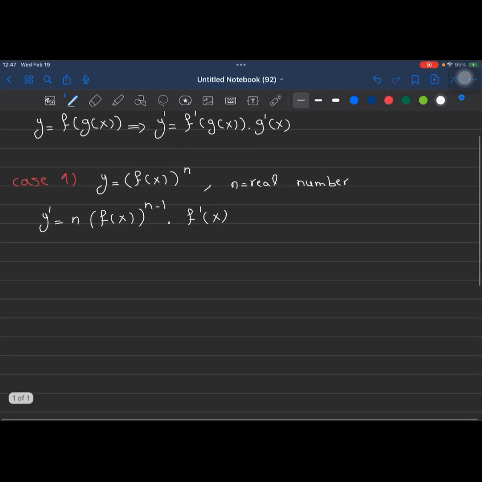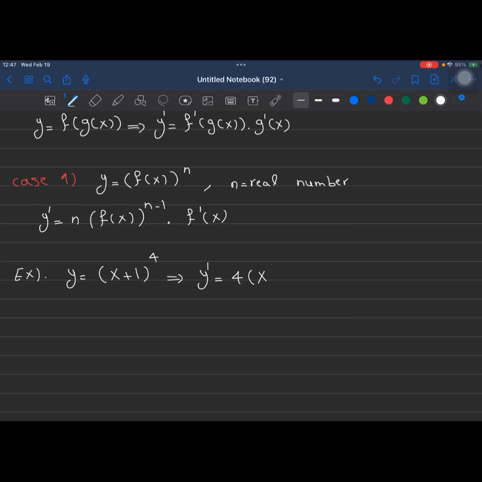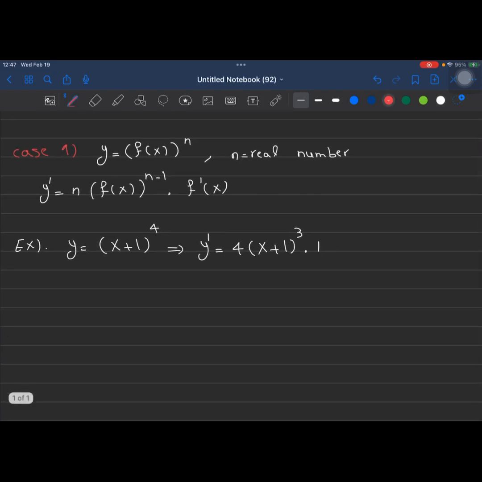For example, if you have y equal to x plus 1 to the power of 4. So this is like a function of x, which is x plus 1, to the power of a real number. So then to find the derivative, y prime, you start with the power rule. You bring down the exponent 4, multiply by x plus 1 to the power of 4 minus 1, which is 3. And then you multiply by the derivative of the function x plus 1, which is just 1. So that's case number one.